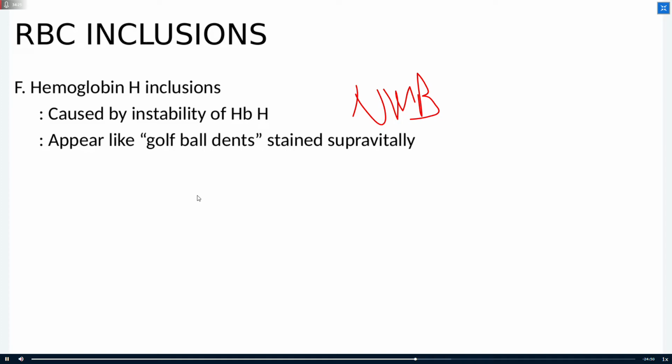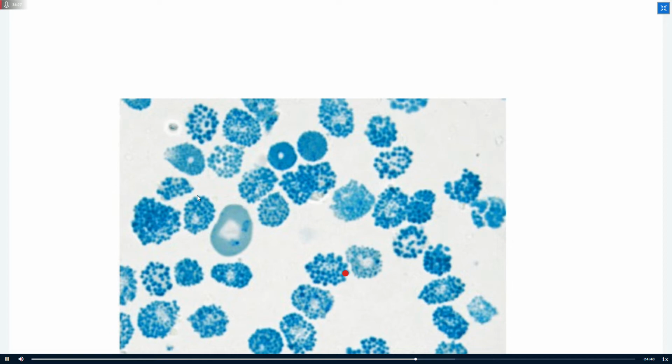Nasesesante sila. So this is the appearance, class, of your hemoglobin H inclusions. I will discuss your hemoglobin H, class, along with your thalassemia. Yan ang itsura, class, ng hemoglobin H inclusions nyo. So they really look like a golf ball. Ang daming holes, ang daming butas, mga dents. And again, they are stained supravitally.